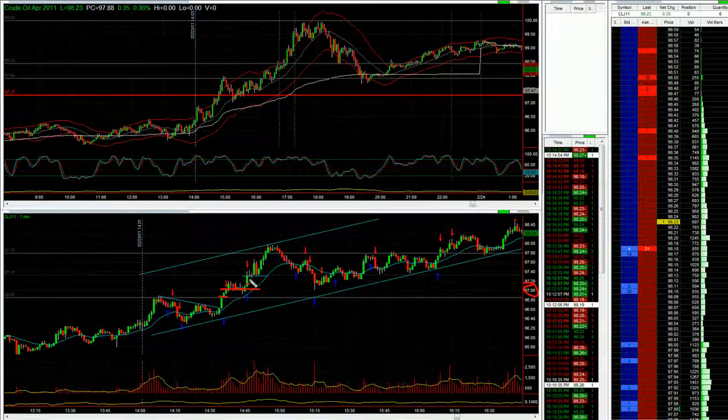Really out too early on it. Still a weakness of mine. Really fantastic entries, but just hold on, and you're talking 98. It's almost a full dollar move. But anyway, didn't get any of that.